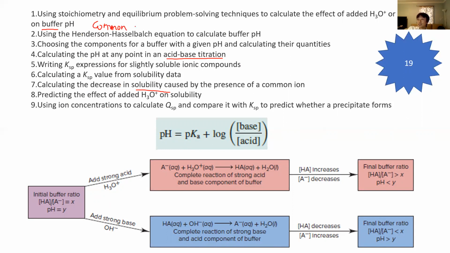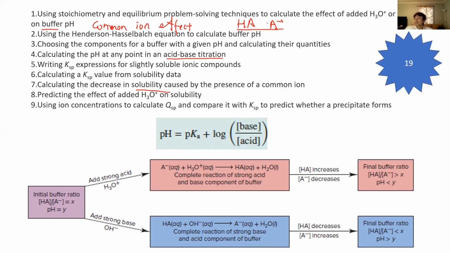Normally, for a system to act like a buffer, it should have a weak acid and its conjugate base. So normally it's a mixture of a weak acid and its conjugate base. You need both. When both of them are present, the common ion will be this conjugate base. So it will show this buffer effect.